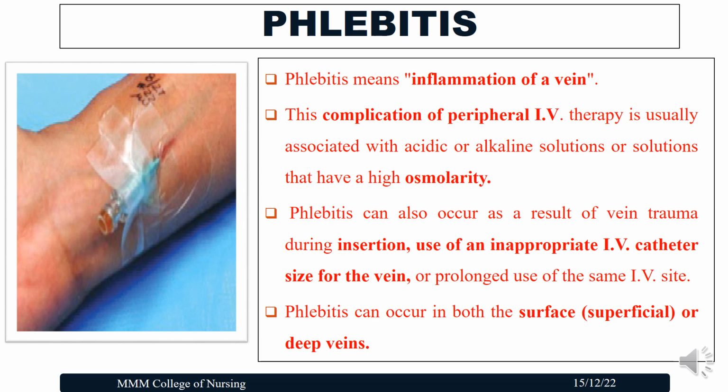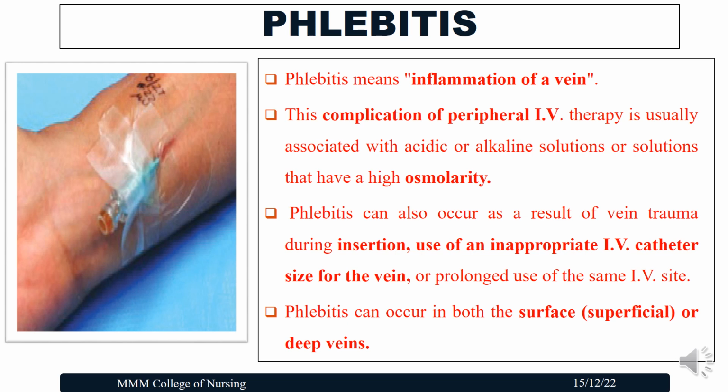Phlebitis. What is phlebitis? Phlebitis means inflammation of a vein. This is a complication of peripheral intravenous therapy which is usually associated with acidic or alkaline solutions or solutions which have a high osmolarity. So when we administer solutions that are acidic or alkaline, or solutions with a high osmolarity, this inflammation of the vein can happen.